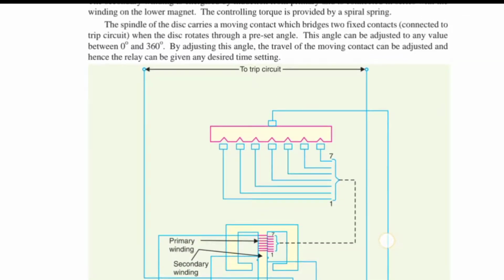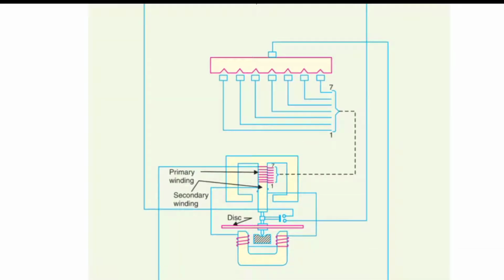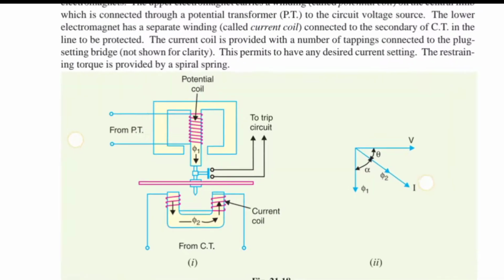The plug bridge is there in the induction type overcurrent relay. Whenever the current reaches a predetermined value, it will operate directly, whether the current direction is important or not. It is a simple overcurrent relay, non-directional. Now we go for the directional overcurrent relay. You can see the non-directional overcurrent relay.